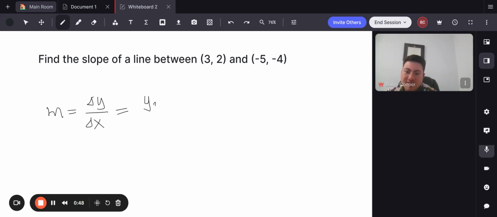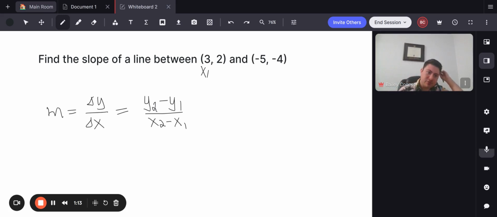Specifically, the change in y values is y2 minus y1, and the change in x values is x2 minus x1. So you might be wondering, what do all of these letters mean? What is y2? What is y1? What is x2? What is x1? It's really simple. x1 stands for the x coordinate of your first coordinate pair. For example, this 3 would be x1 because it's the x value for the first coordinate pair. Similarly, y1 is the y value for the first coordinate pair, so this 2 would be y1.